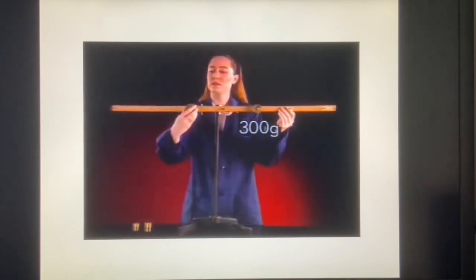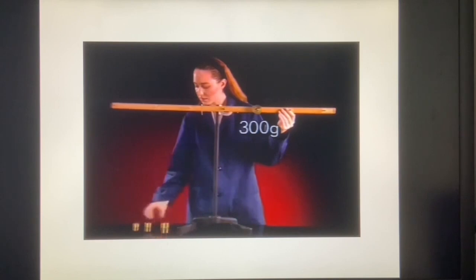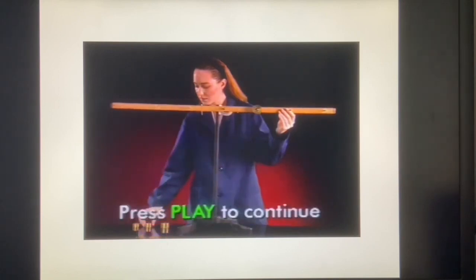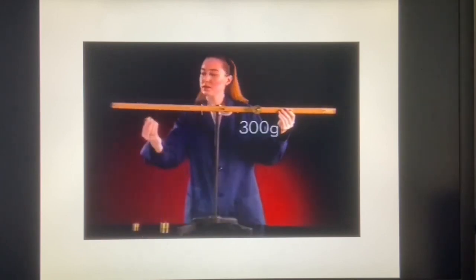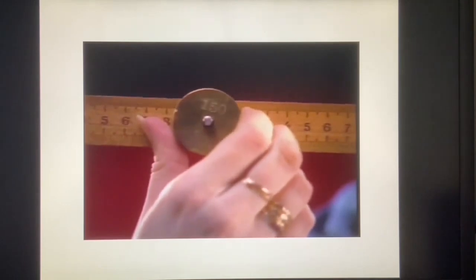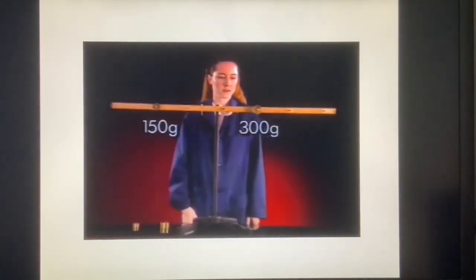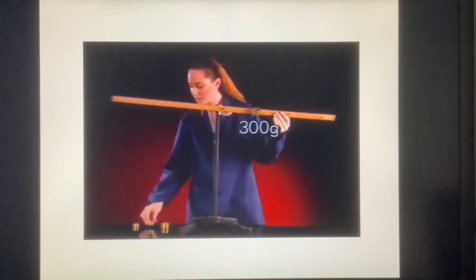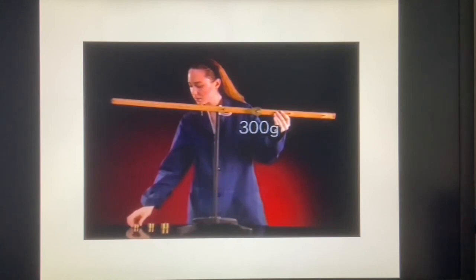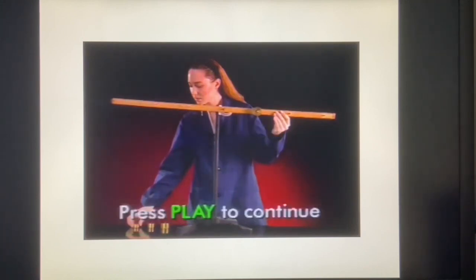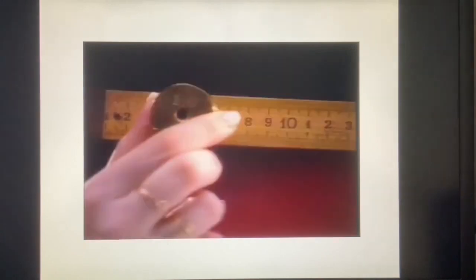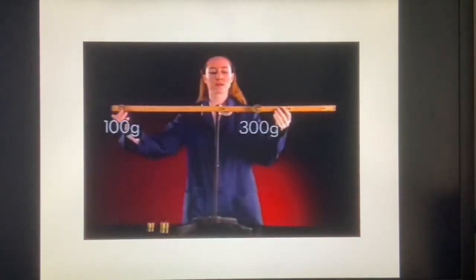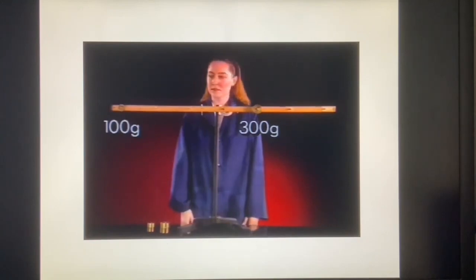To balance the stick, where should we put a 150-gram mass? We put it twice as far from the center as the 300-gram mass. Now we remove the 150-gram mass. Where should we place a 100-gram mass to balance the stick? We put it 3 times as far from the center as the 300-gram mass.